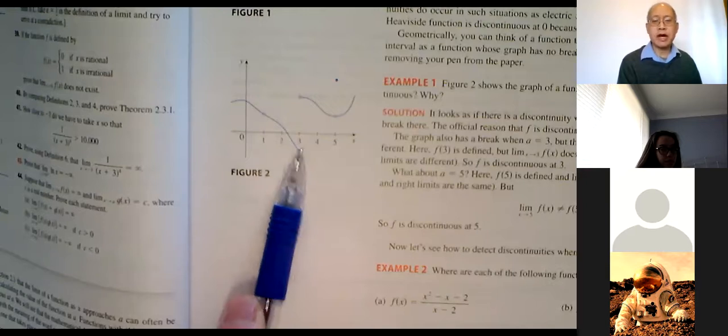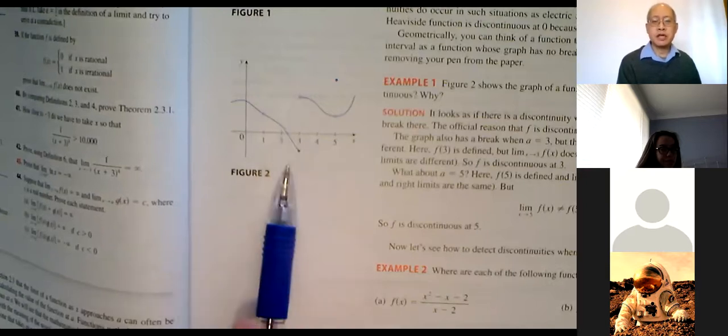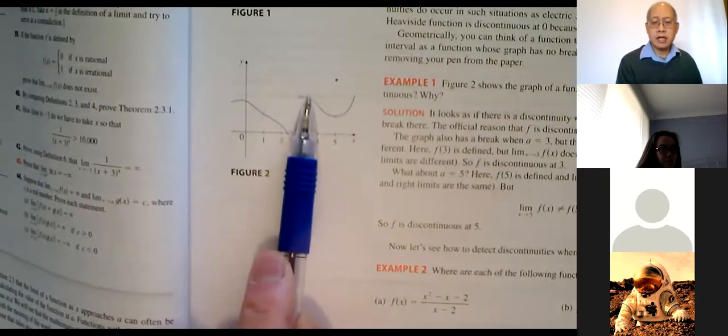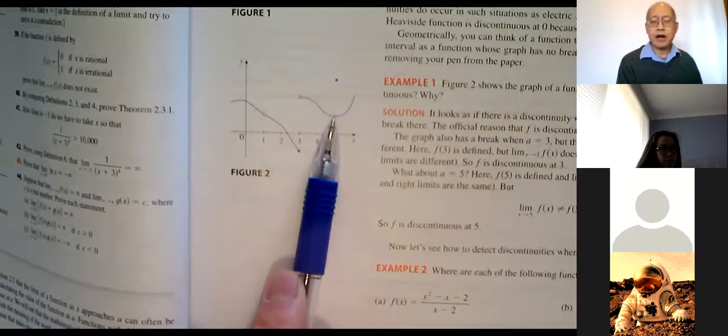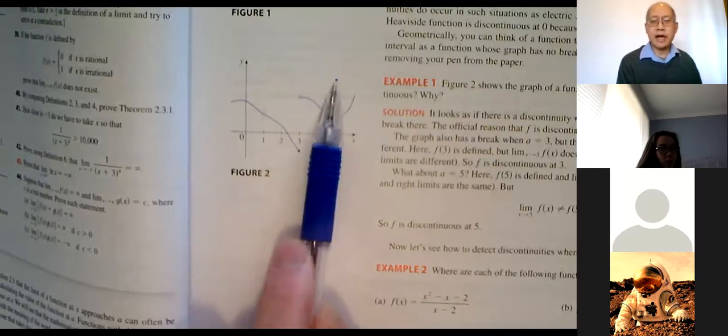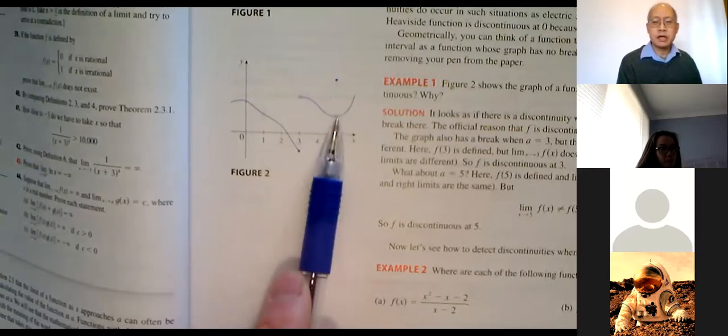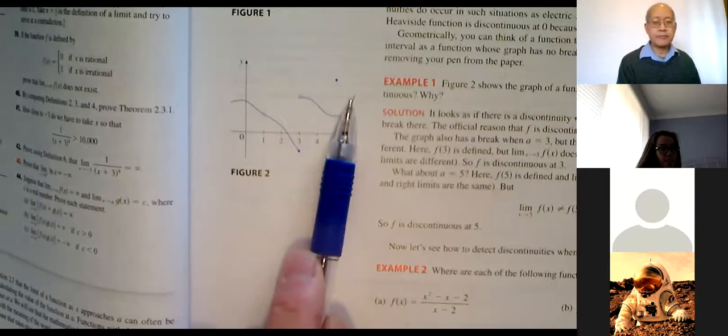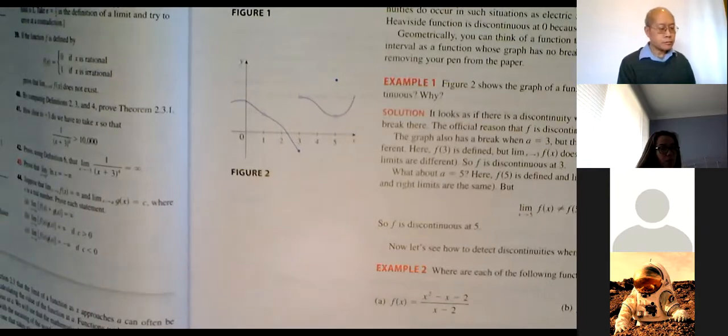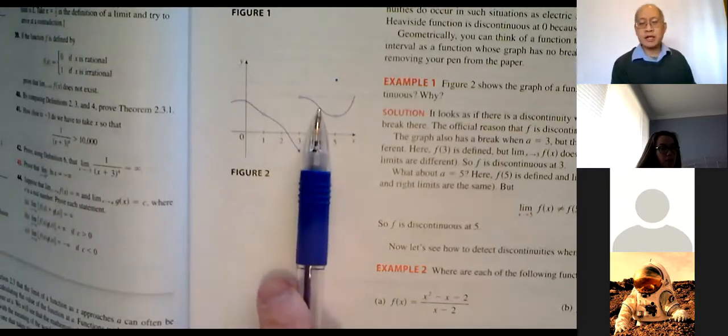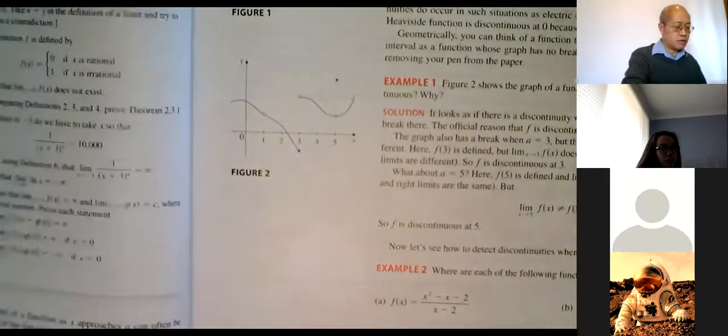Oh, at x equals 3, I got to jump up again. So discontinuous at x equals 3, then continuous, continuous. Oh, right at 5, I got to jump up and draw that dot. So discontinuous, and then keep going after that, continuous after that. So very crudely speaking, that's the idea of a continuous or discontinuous function.